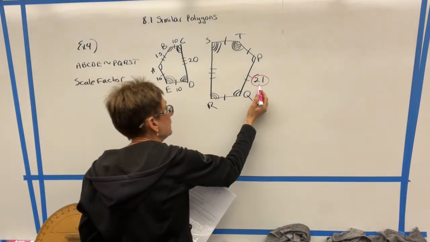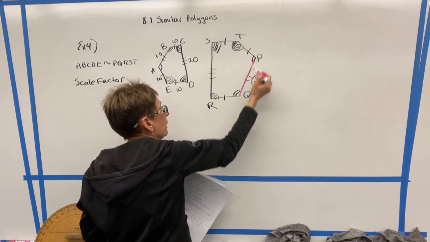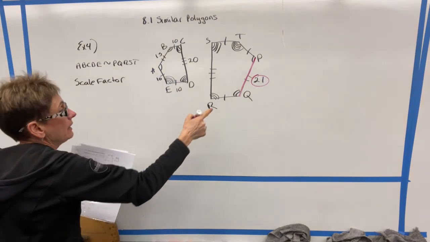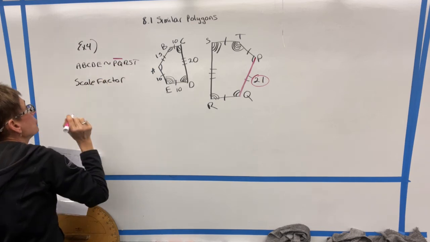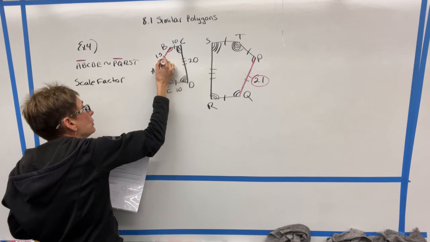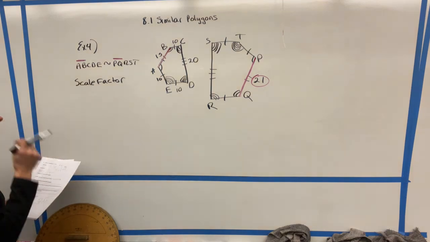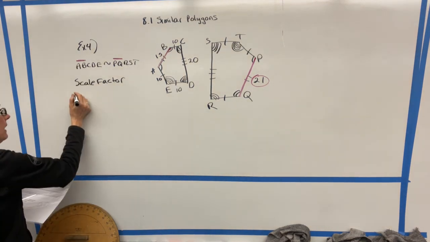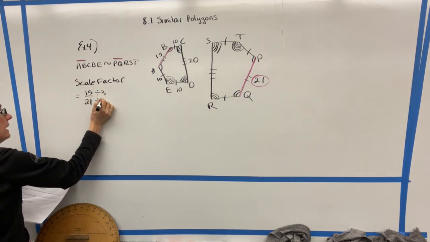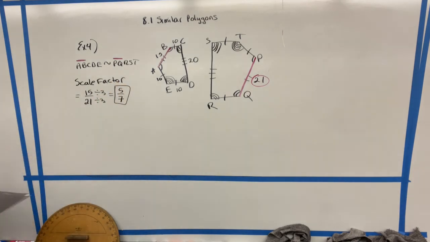If we look here, the side that's marked with a 21 is between the angle that's marked with 1 arc and the angle that's marked with 2 arcs. So if I go over here, that's side PQ, it's the first 2 letters. That is going to correspond to the first 2 letters on the other shape, or side AB. So if I want to do scale factor going from left to right, it's going to be 15 divided by 21. And then again, we have to reduce it and get 5/7. So that is our scale factor.